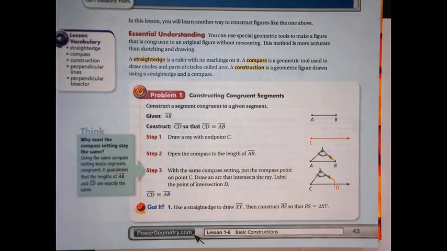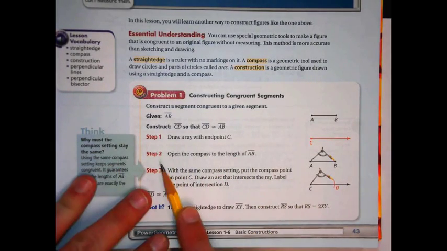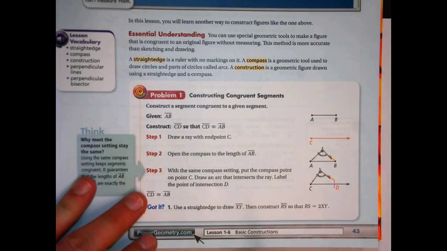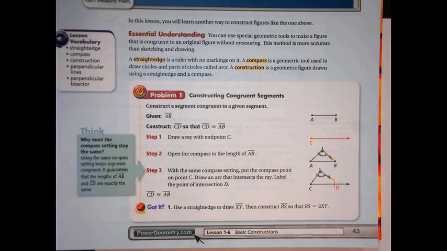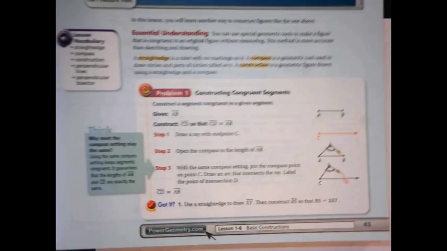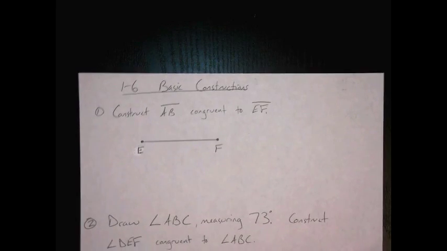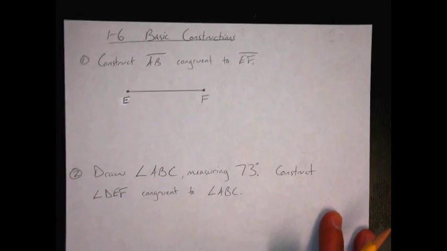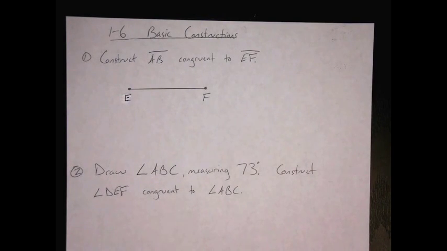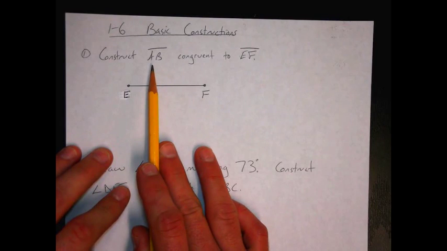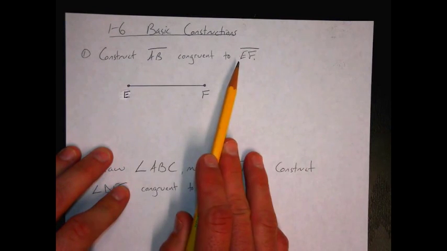Step 1, draw a ray. You know what a ray is. Step 2, open a compass. And step 3, we're going to scribe some arcs. I'm going to talk about that in a second. All right, so here's an example. Make sure you can read the directions first. That's normally helpful. Construct segment AB that is congruent to segment EF.